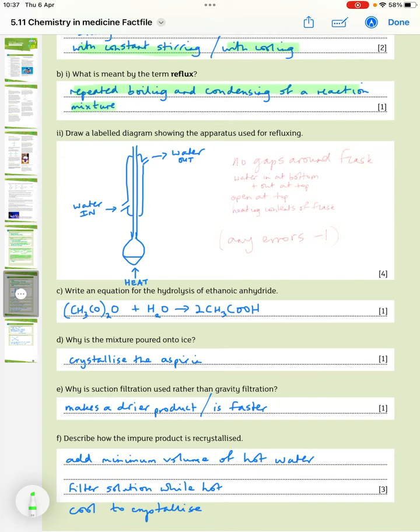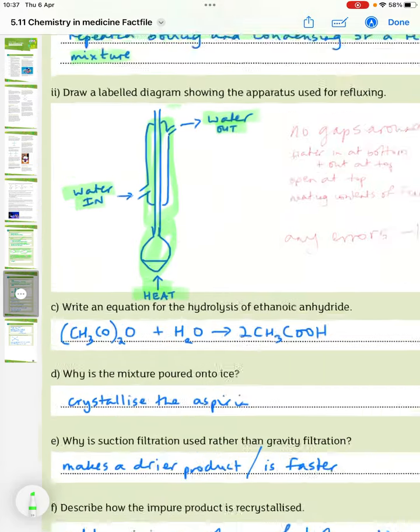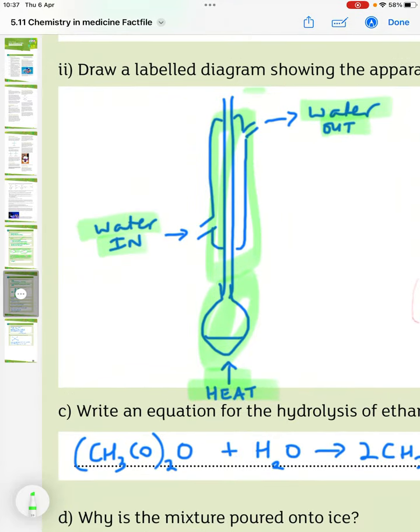Then you're asked to draw a labelled diagram showing the apparatus used for refluxing. So I've shown here, I've tried to be as neat as I can, it's tricky on the iPad. We have the little pear-shaped flask here, and then the condenser on the top, and you see I've written water in at the bottom and water out at the top, and then heat underneath for the heating. Okay, so that's the diagram you would need.